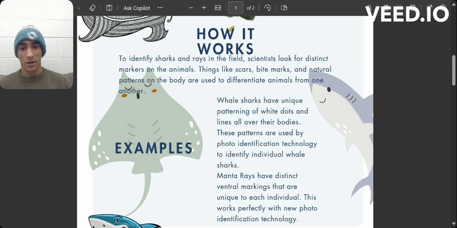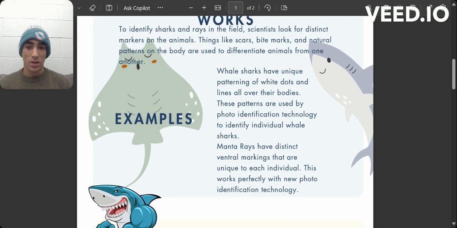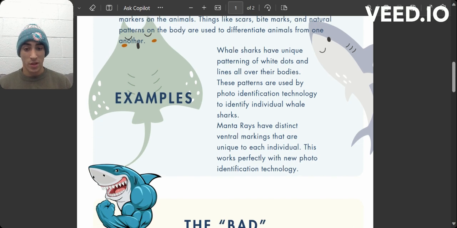It works by scientists looking for distinct markers on animals in the field. Things like scars, bite marks, and natural patterns are used to differentiate the animals from one another. I put examples up where sharks and rays have unique white dots all over their body, and these can be used by the technology to identify them individually. Same thing with manta rays.